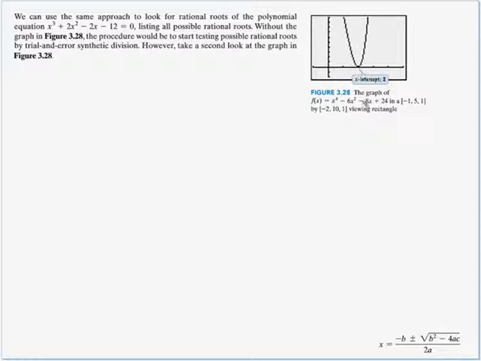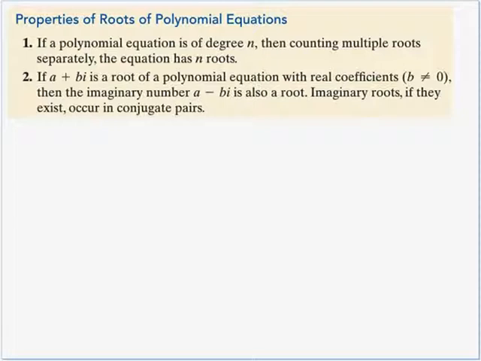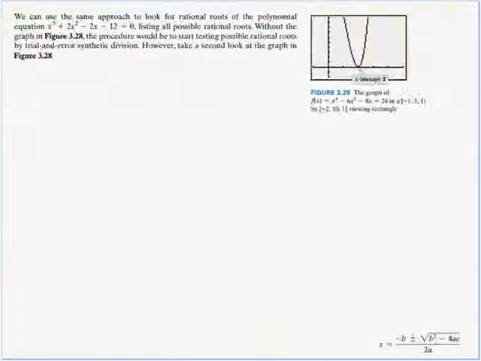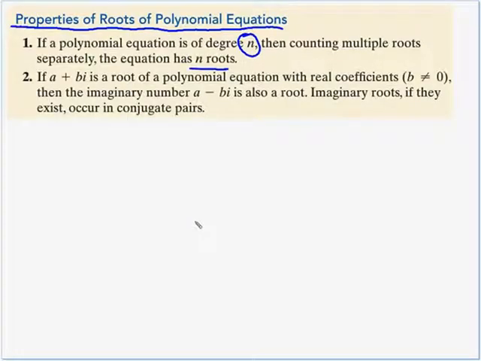We already talked about what the graph looks like. That's just the picture that comes in the book. This leads us to properties of roots of polynomial equations. If a polynomial equation is degree n, then, even counting multiple roots separately, the equation has n roots. We had a fourth power polynomial, so we had 4 roots: a 2 that was a repeater, because multiplicity counts, and then a complex conjugate. So the plus minus gave us 2 more. There were 4 roots to that polynomial.